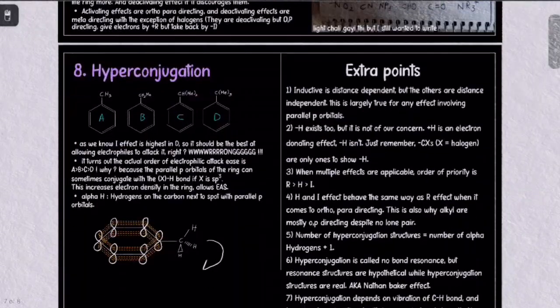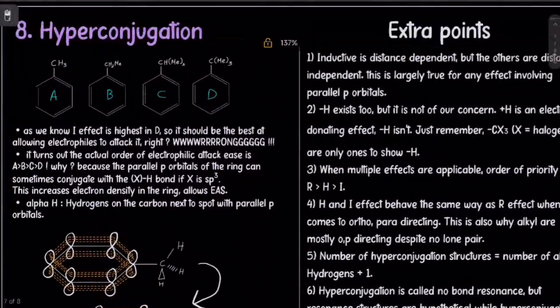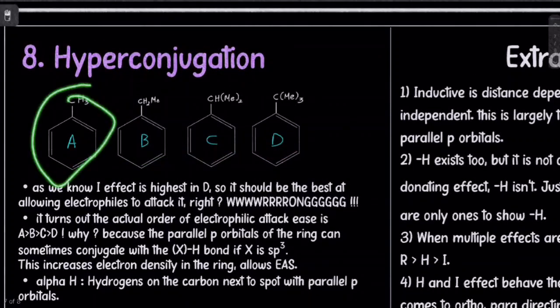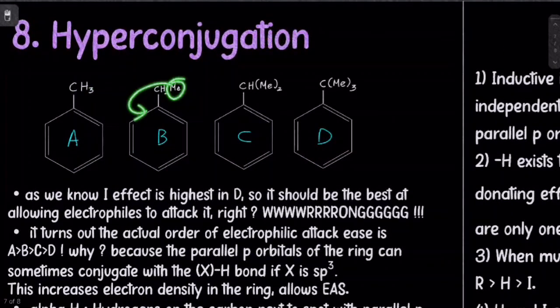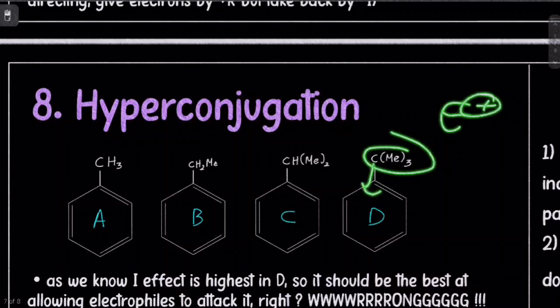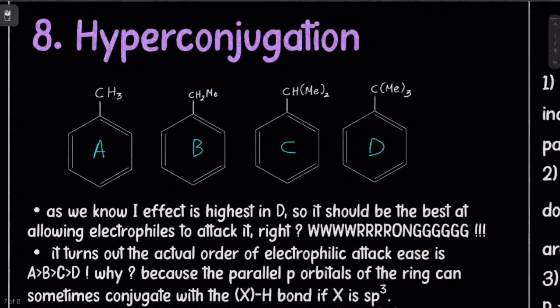Okay. Now we learn about hyperconjugation. First is an experiment basically. We took 4 compounds. This is toluene, this is methyl toluene, dimethyl toluene, trimethyl toluene. Well, if we don't know hyperconjugation, then which of these compounds do you think will be most encouraging for the electrophile to attack? You would say, since this has the highest positive I effect, then the electrophile must be tempted to act here. You are falling for the trap. Since I effect is highest in D, it should be the best at allowing the electrophile to attack, right?